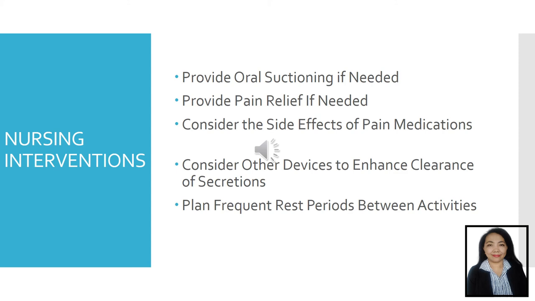Okay. Some patients may have a weakened cough that inhibits their ability to clear secretions from the mouth and throat. Patients with muscle disorders or those who have experienced a cerebral vascular accident or stroke are at high risk for aspiration pneumonia, which is caused by the accidental inhalation of material from the mouth or stomach. So what do we do? We provide oral suction if the patient is unable to clear secretions from the mouth and pharynx.